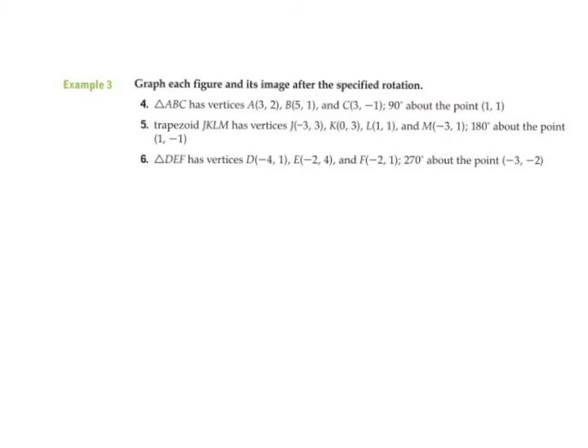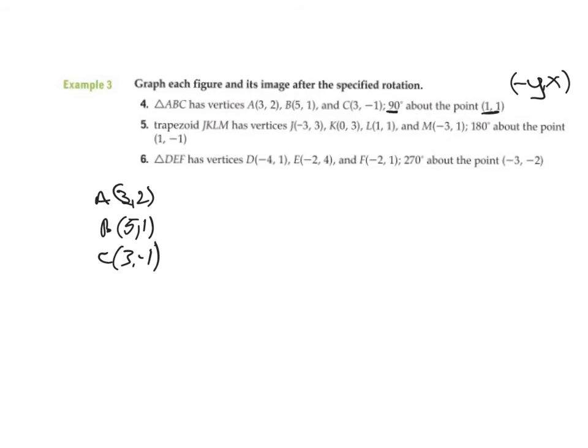Okay, so let's have a look at number 4. This time we're doing it 90 degrees and the point is 1, 1. So 1, 1 is your vector, and 90 degrees, if you remember rightly, becomes negative y, x. So start quoting things that you know you've got to be using. All right, so to start off with, you're going to have A is 3, 2. Okay, your B is going to be 5, 1. And your C is going to be 3, negative 1.